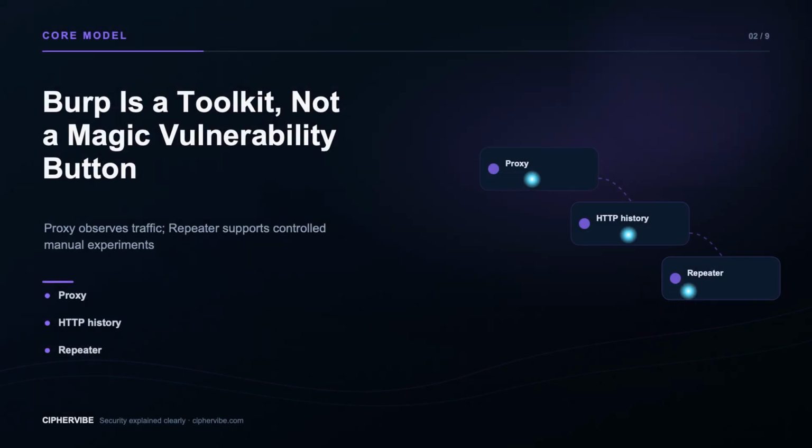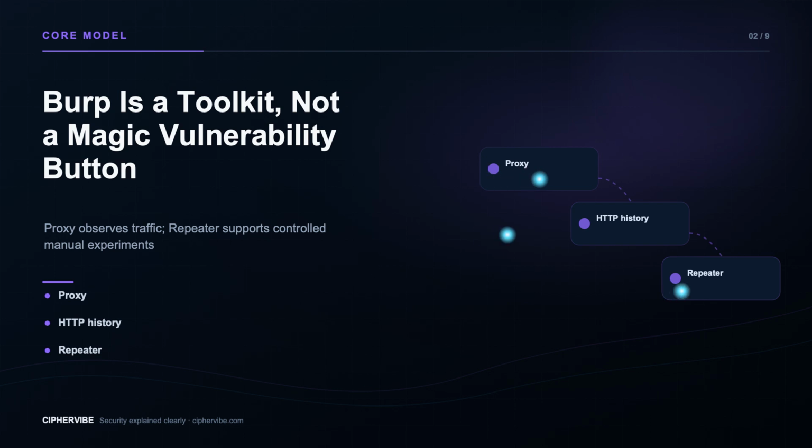Burp Suite is a collection of web security testing tools. Community Edition includes core manual tools, while Professional adds capabilities such as Burp Scanner. Features and interface labels can change, so verify your edition and current PortSwigger documentation.